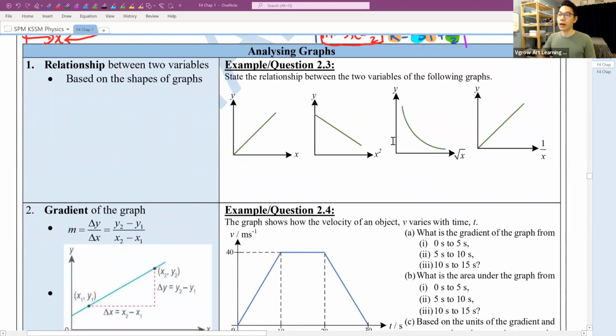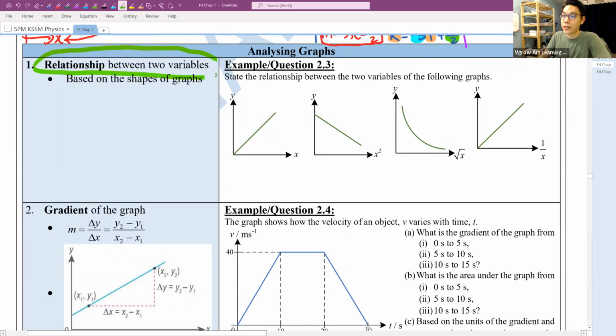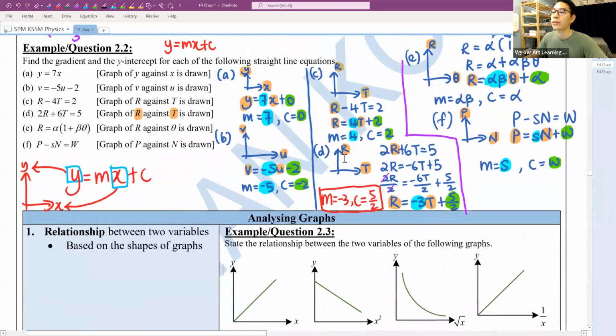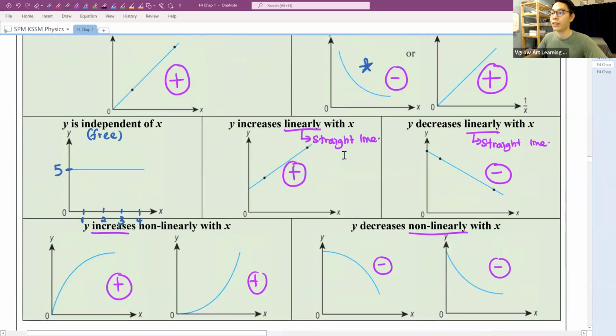Right, so analyzing graphs, whenever we are analyzing graphs, we are trying to build a relationship between two variables. That is the first thing we want to do. Okay, if I give you a graph, the first thing that I can always tell based on my graph is the relationship between the variables. So in this question, what we want to do here is to state the relationship between the two variables of the following graph. Okay, if you need help, you can refer to this table here.